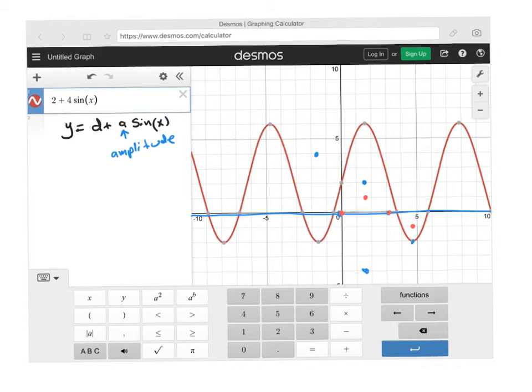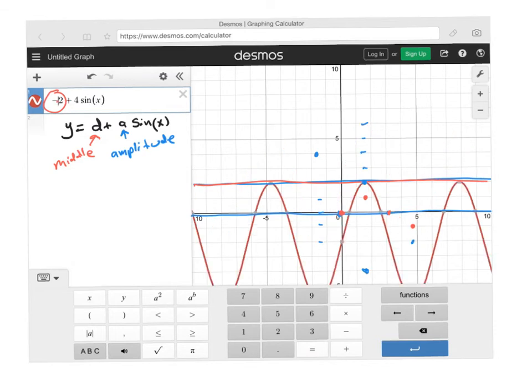We call this number the middle. Whatever the number is out in front, that is the middle of the graph. So in this case, the middle is at 2. If we make that middle number negative, it just moves the graph down instead of up.